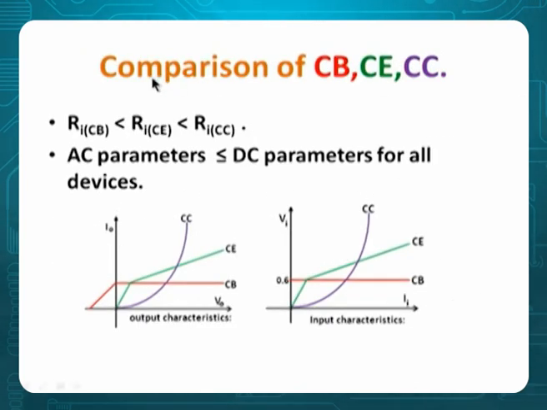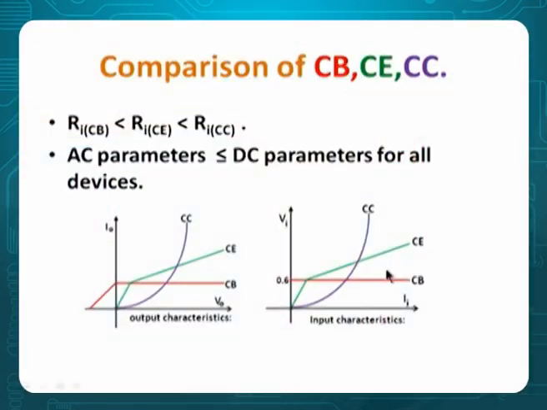Then, comparison of common base, common emitter, common collector. Look at the characteristics here. The colors also are maintained there. Red is CB, green is CE, CC blue. But one point I want to draw your attention to. As you go from common base to common emitter and common collector, output current is increasing. When output current is increasing, impedance will decrease. That's why this is 100 kilo, decreasing to 10 kilo, decreasing to 10 ohms.